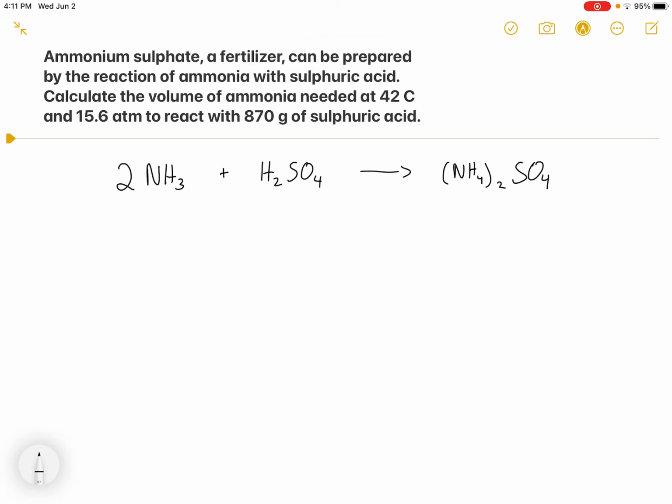The question here tells us that ammonium sulfate, which is a fertilizer, can be prepared by the reaction of ammonia with sulfuric acid, and here we'll assume they're gases. Calculate the volume of ammonia needed at 42 degrees Celsius and 15.6 atmospheres to react with 870 grams of sulfuric acid.